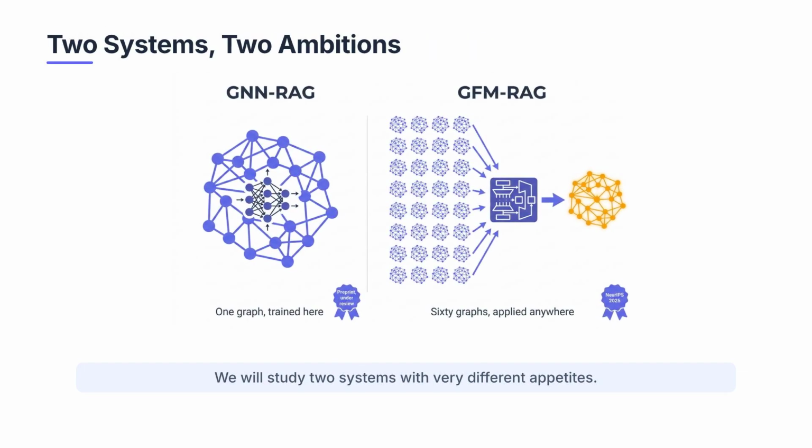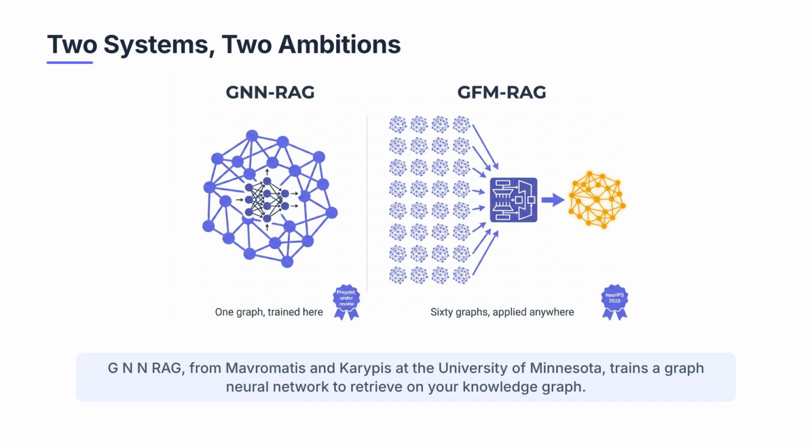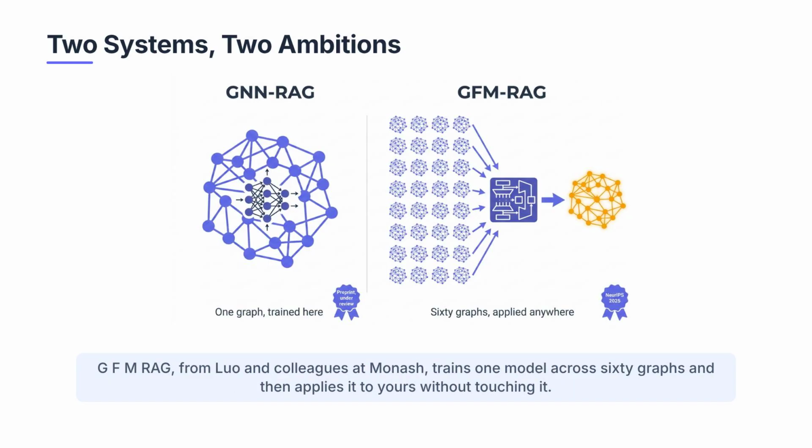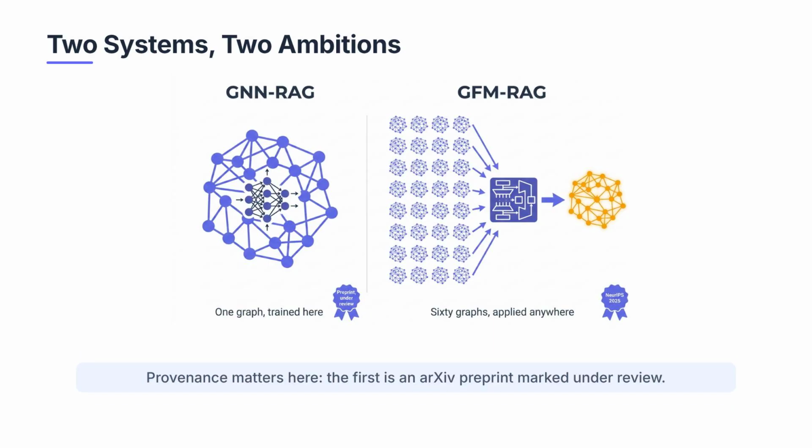We will study 2 systems with very different appetites. GNN-RAG from Mavromatis and Karipis at the University of Minnesota trains a graph neural network to retrieve on your knowledge graph. GFM-RAG from Luo and colleagues at Monash trains one model across 60 graphs and then applies it to yours without touching it. Provenance matters here. The first is an archive preprint marked under review. The second was accepted at NeurIPS 2025.